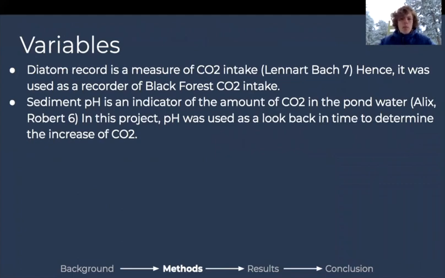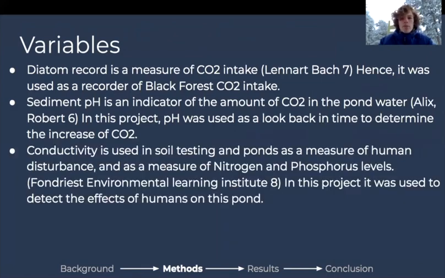The reason that this is important is when CO2 increases, it makes the pH of water decrease, making it more acidic. So this would be a good indicator of seeing how much CO2 is in the atmosphere at that time. Then I wanted to measure sediment conductivity. Sediment conductivity has a direct link to human disturbance, which basically means when people use fertilizers or stuff like that, that raises the conductivity of this pond sediment.